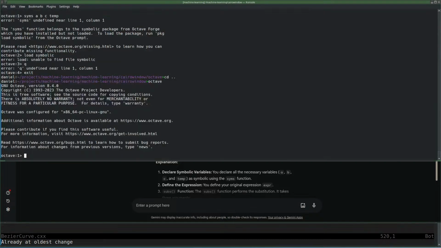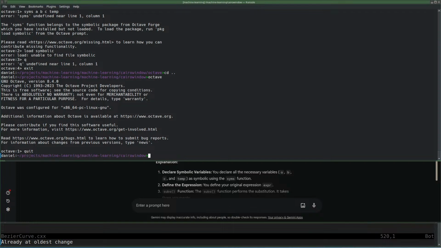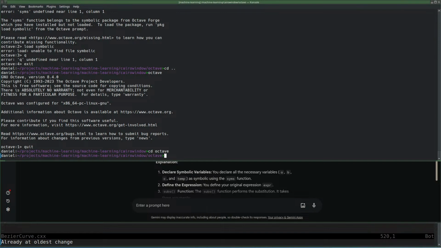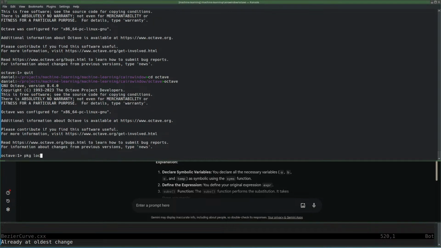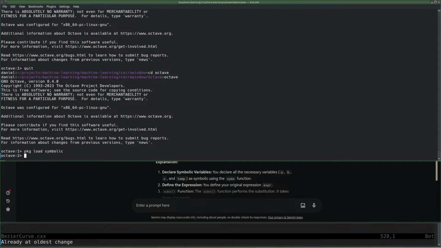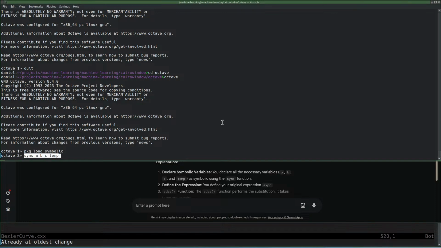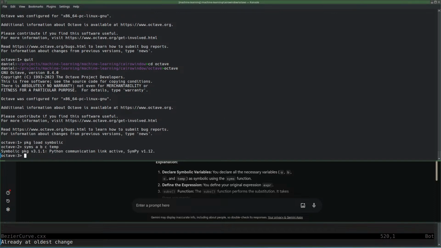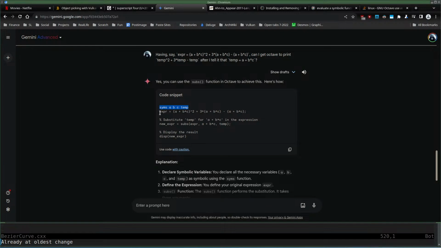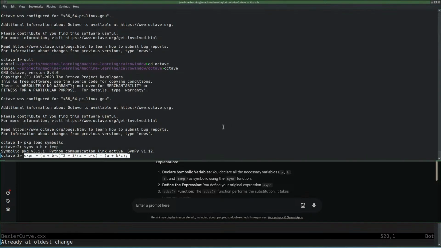Oh, well, that was not the reason. Go back to Octave. They made a mistake yesterday too, or rather, bad memory. Octave, this package load. Symbolic. Seems. Expression.